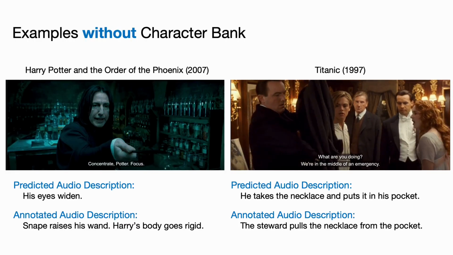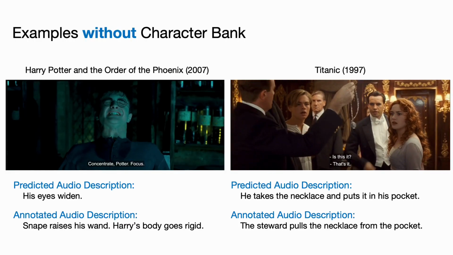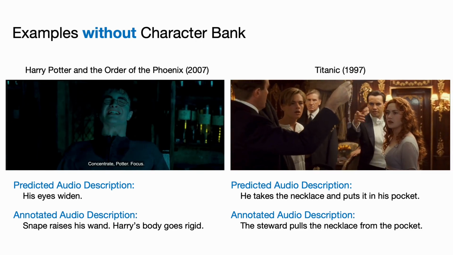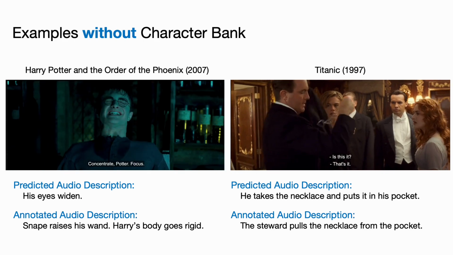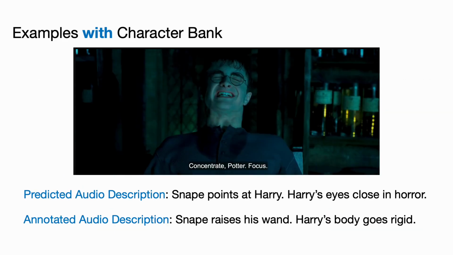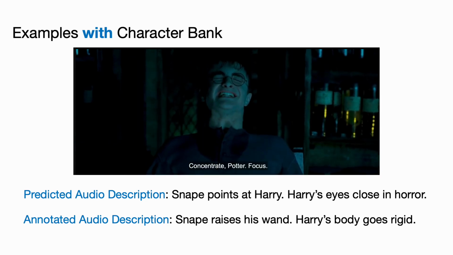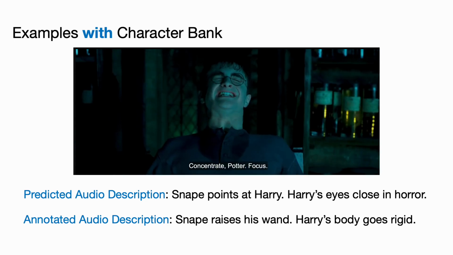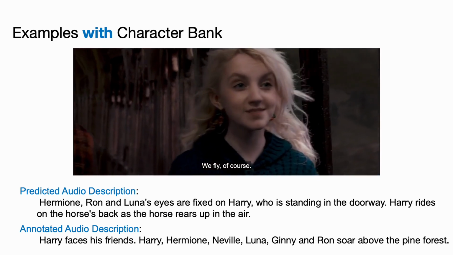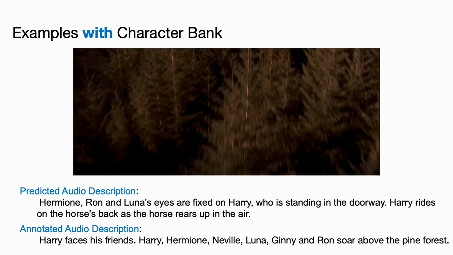Finally, let's see a few qualitative results. Without the character bank, we can see the model is able to describe the actions and objects, but frequently uses pronouns. With the character bank, the model is able to identify characters, and the generated AD makes much more sense. This is another example. The model still has this limitation in describing rare concepts like this dragon-like animal.